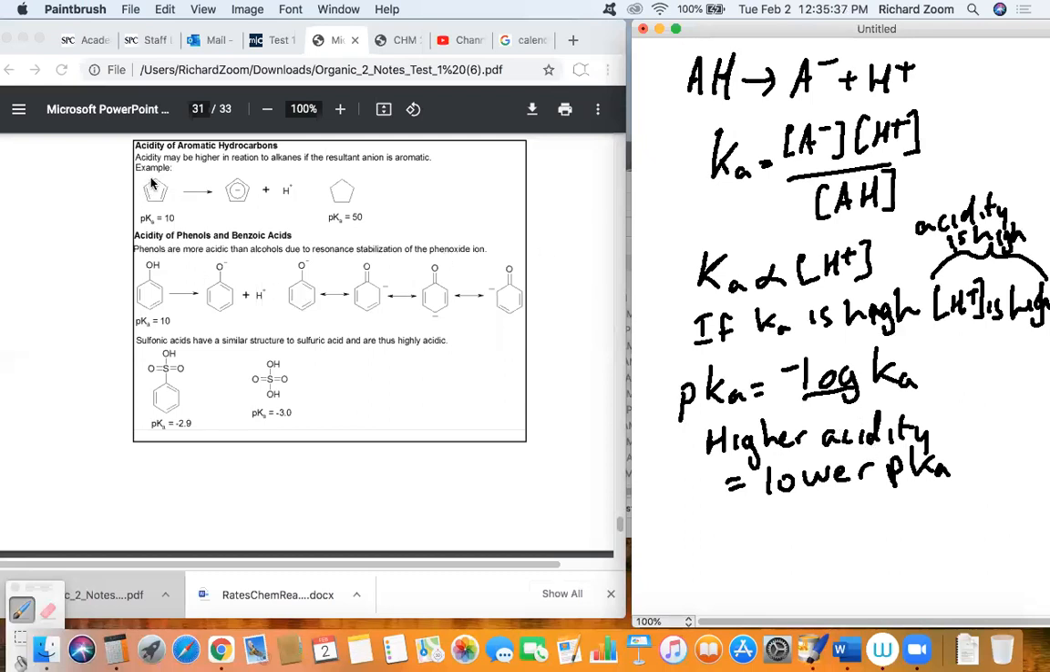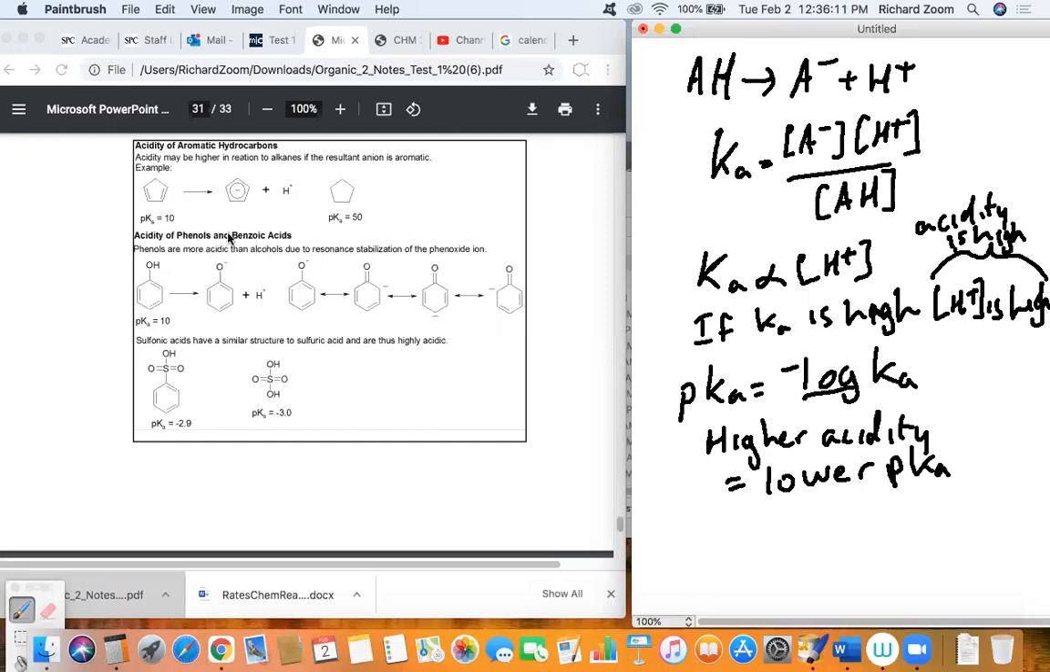So when we're talking about these examples that I have on the slide, I've got this compound here with the 2 double bonds in it that has a pKa of 10. And then I've got the ring without any double bonds in it, it has a pKa of 50. Now the reason that the one that has the pKa of 10 is so much more acidic is because the anion is fairly stable because it's aromatic. We talked about this when we were talking about aromaticity.